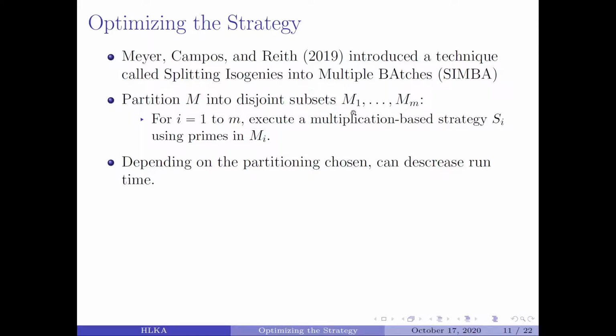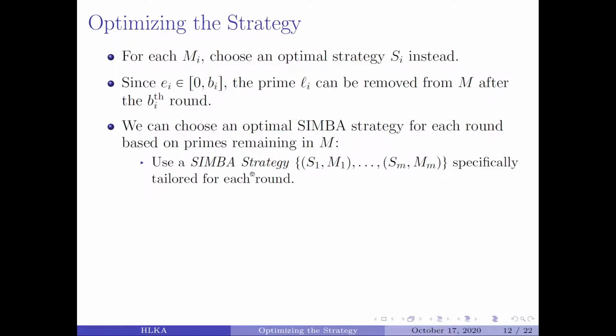into a bunch of disjoint subsets, so they get measures m1 through mm, and for each i they just execute a multiplication-based strategy for the primes that are in mi. And what they found was, depending on the partitioning that they chose, this could end up giving a decrease in the runtime of the algorithm. To build on top of their work, what we did was, for each of our partitioned measures mi, use an optimal strategy si instead of the multiplication-based strategy.